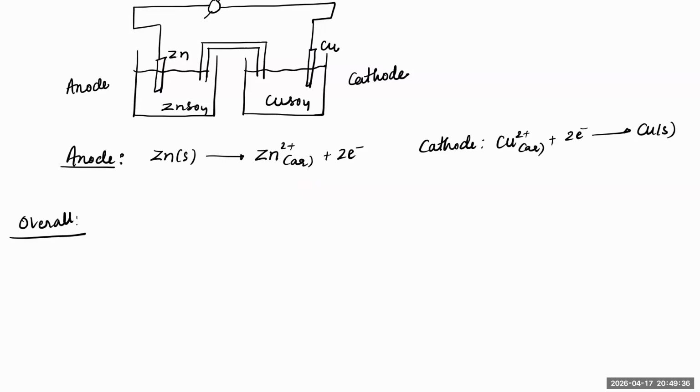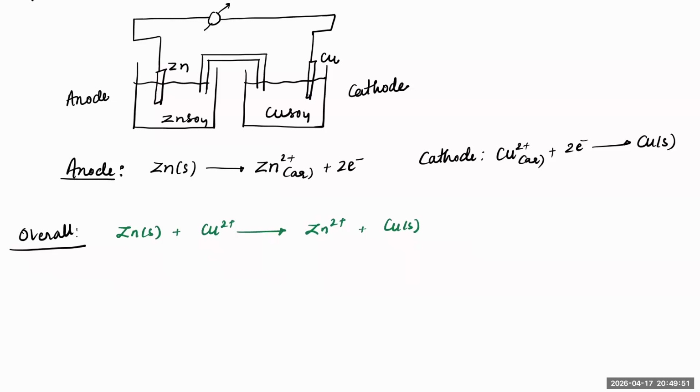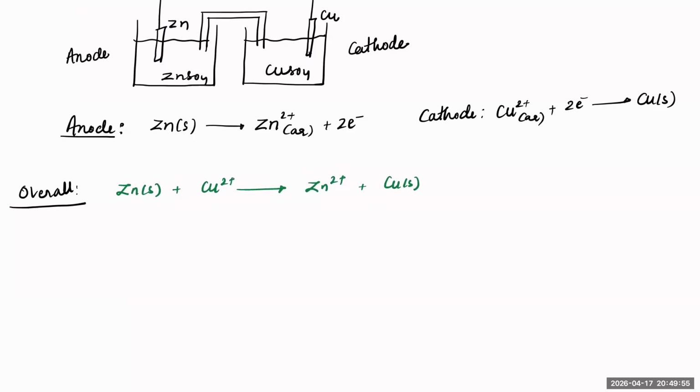So you can see zinc is getting oxidized, copper is getting reduced in this case. Overall, what is happening here is zinc getting oxidized and copper 2 plus is getting reduced to produce Zn2 plus and copper solid. So how do we represent this as a cell? Suppose, just imagine that this copper is at some X molar concentration and zinc is at some Y molar concentration.